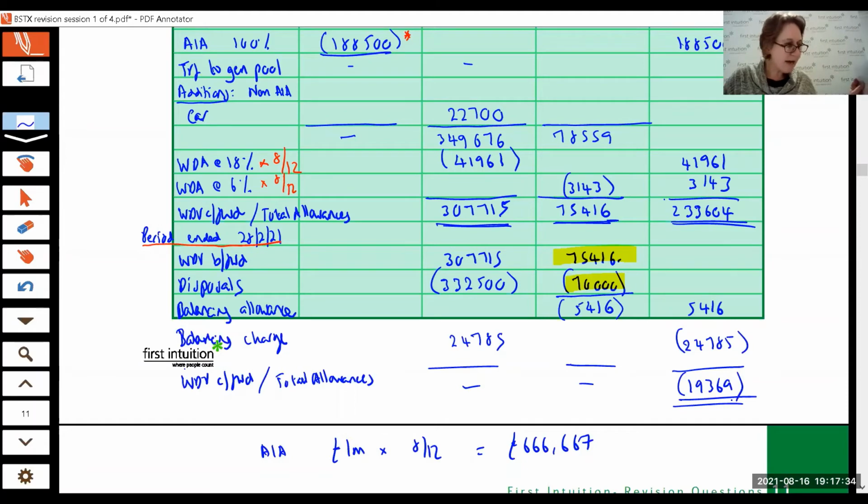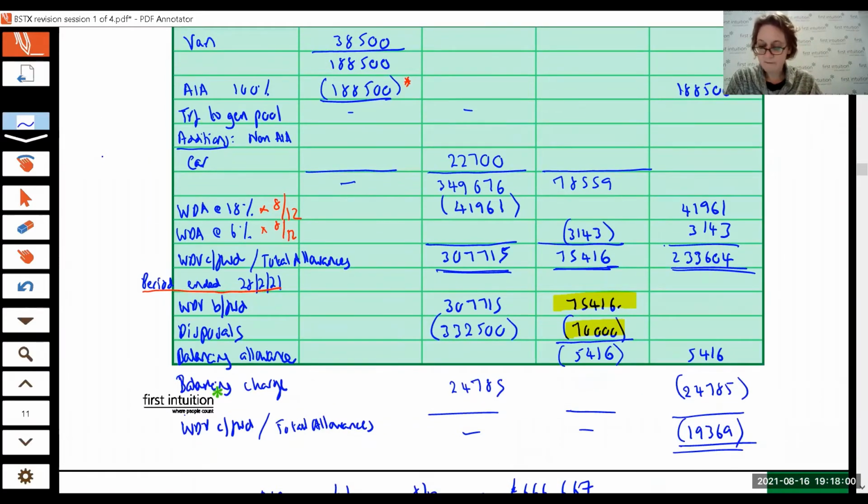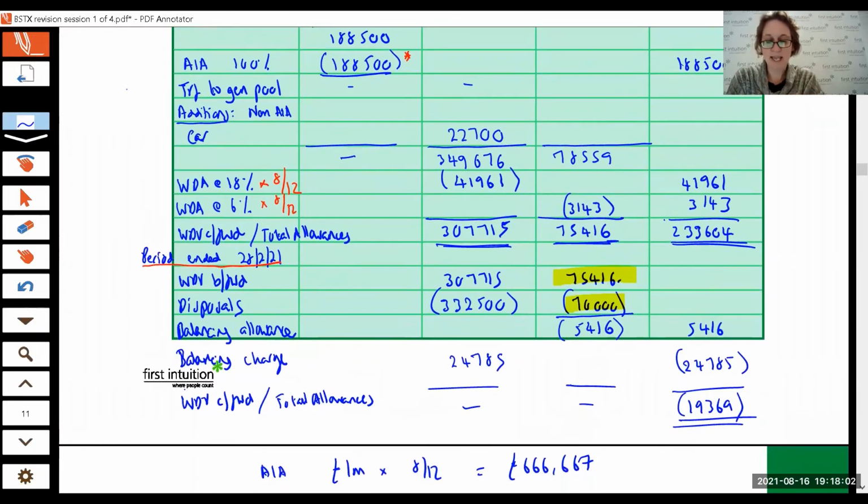So we've actually revised quite a few things through that one task. We've revised a cessation. We've revised the fact that we had a special rate pool. We've revised the AIA being restricted. We've revised the 6% on the special rate pool. How do we deal with disposals? Quite a lot of things going on in that one example. It is human marked, very important you lay out your workings carefully. They are clear and easy to mark.